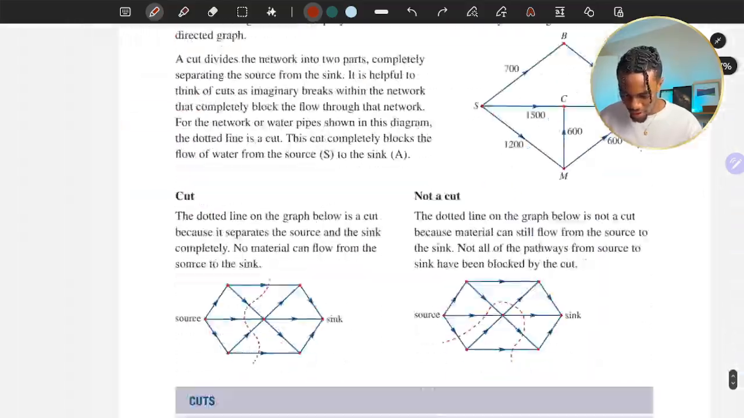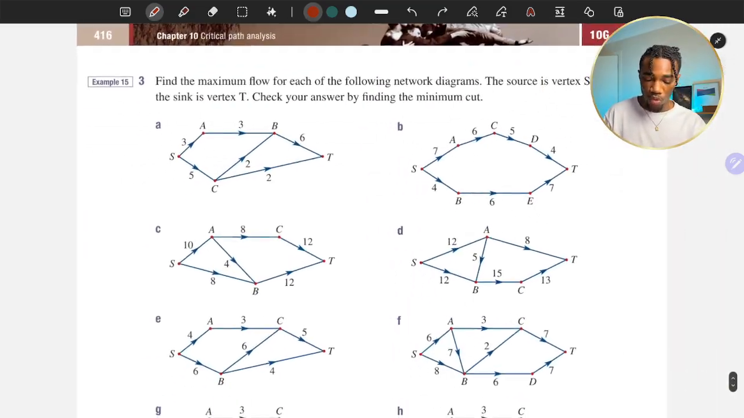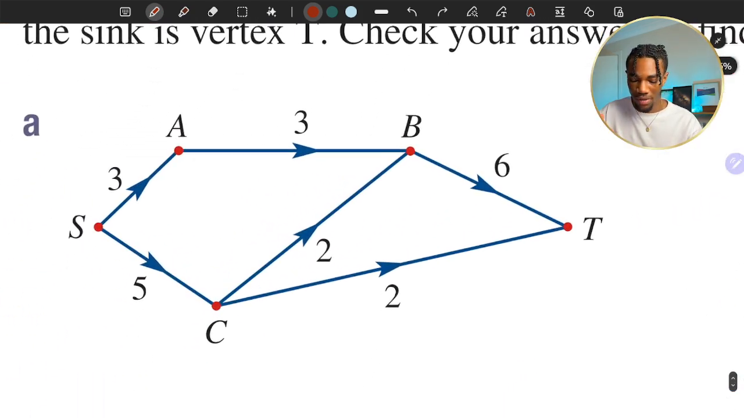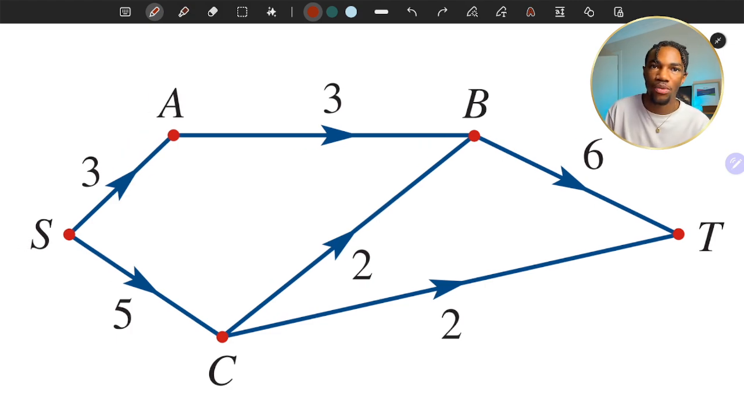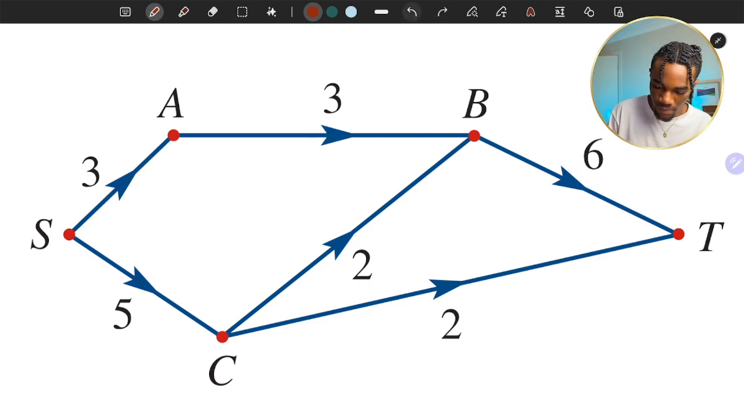Let's go down to these questions here. When we're calculating the max flow, I just choose a specific pathway. Any pathway, it doesn't matter. Let's choose this one at the top. Let's see how much we can fit through here. We can fit 3 in here, and 3 in here as well.